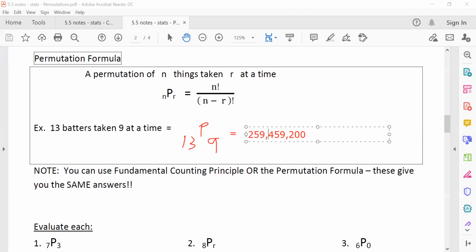259,459,200 different ways. That's wild. You just have 13 little league kids who want to play baseball. There are over 259 million different ways that you could pick 9 of those kids to be in the lineup, and also rearrange all of the kids you do pick. So a pretty interesting idea, the permutation.